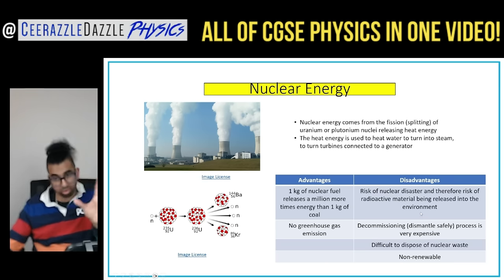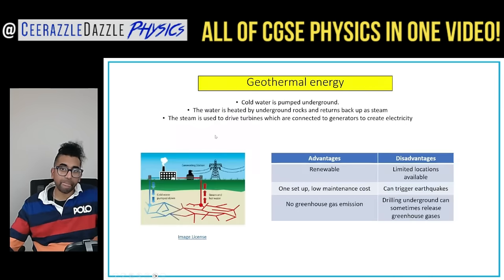Decommissioning is going to be dismantling. When you're trying to dismantle the nuclear power station once it's finished, it's very expensive and quite dangerous. It's also difficult to dispose of the nuclear waste. And obviously it is also non-renewable. So make sure you're happy with that. The nuclear energy is non-renewable. Once you've used up all the uranium fuel, which is used for nuclear energy, there will not be any more available for us.